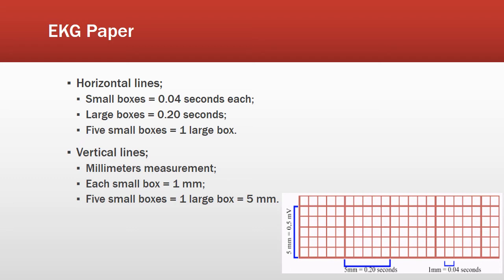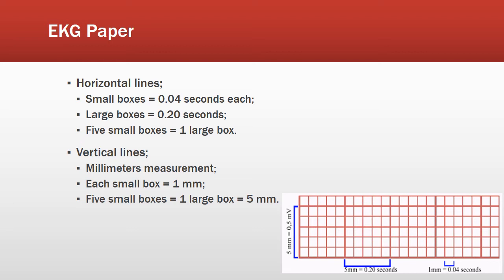EKG paper. We can look at our EKG paper as horizontal as well as vertical. When we are going horizontally, either from left to right or right to left, the boxes are comprised of time. So if we have small boxes, each small box is worth 0.04 seconds. Large boxes are 0.20 seconds. There are 5 small boxes in one large box, and you can see that in the paper that's down and to the right on this slide.